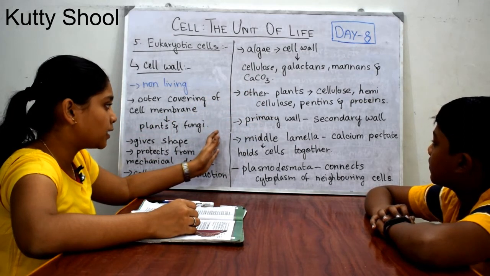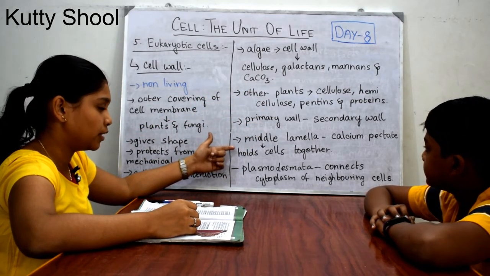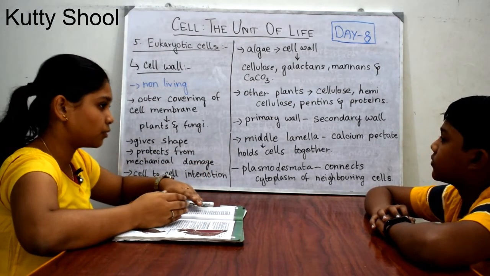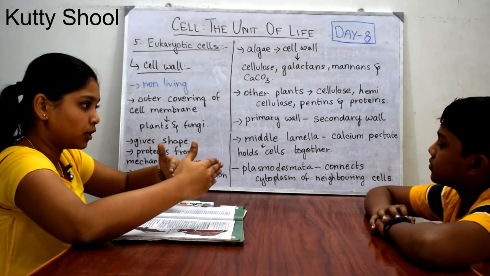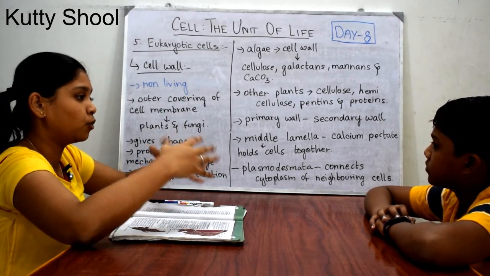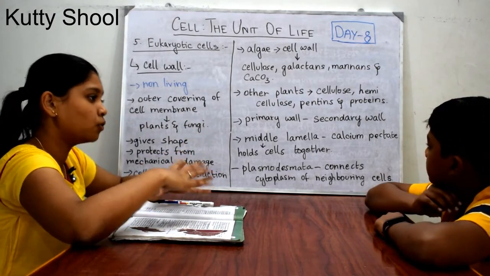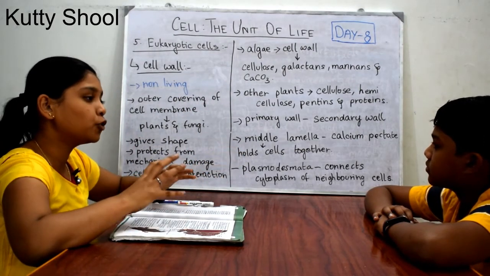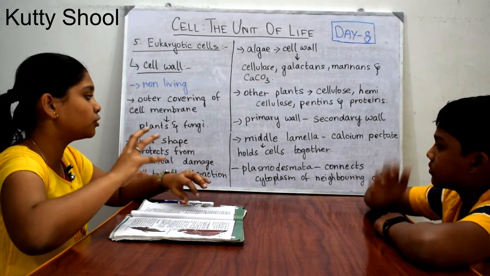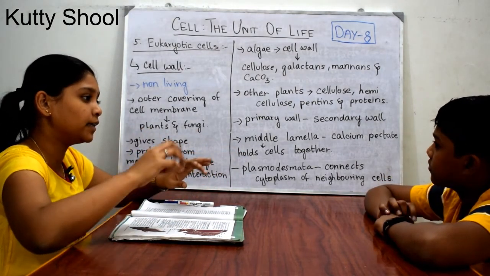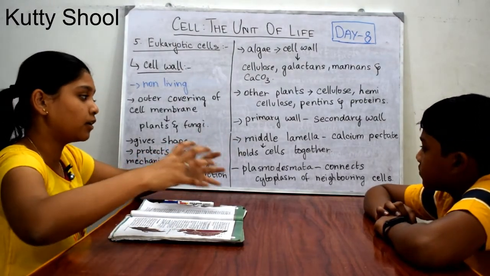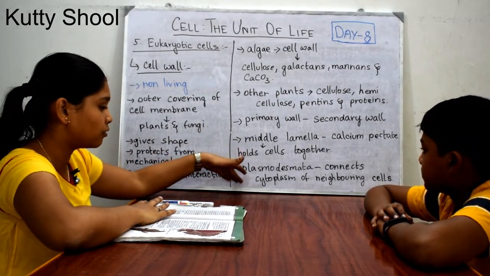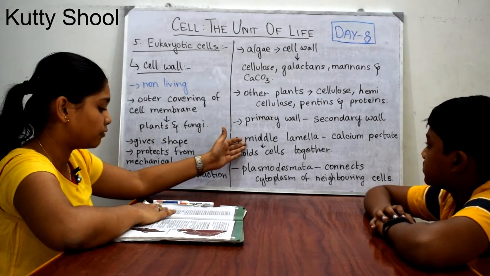So the middle lamella is made up of calcium pectate. This middle lamella is present outside the cell wall in plants. What it does is hold all the cells together. Then the plasmodesmata connect the cytoplasm of the neighboring cells. It also paves the way for the formation of the middle lamella and cell wall. So the middle lamella is made up of calcium pectate, which we have to remember.